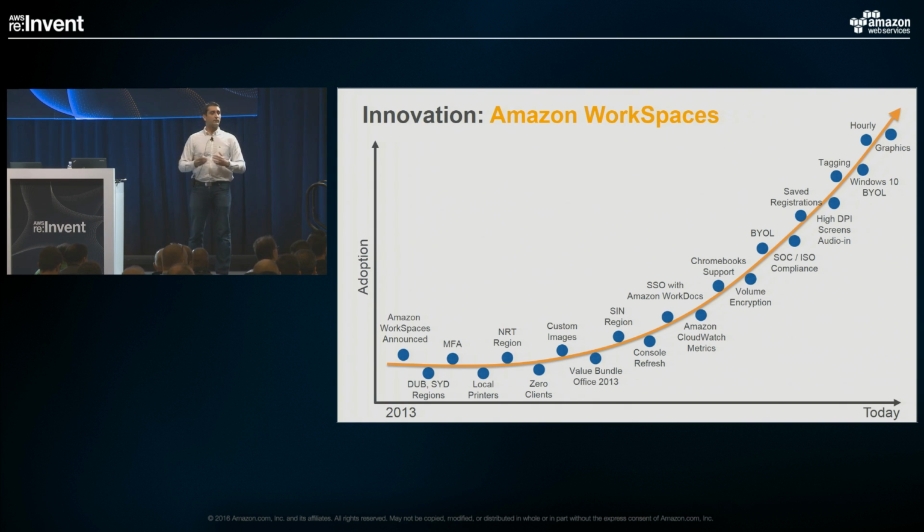We introduced the concept of custom images. We talked about this in the beginning of the talk, how you can create a configuration that you can deliver to your users seamlessly without having to replicate that work through an image. That's all done through our console and APIs. We added support for Chromebooks, bringing your own license, high DPI screens.